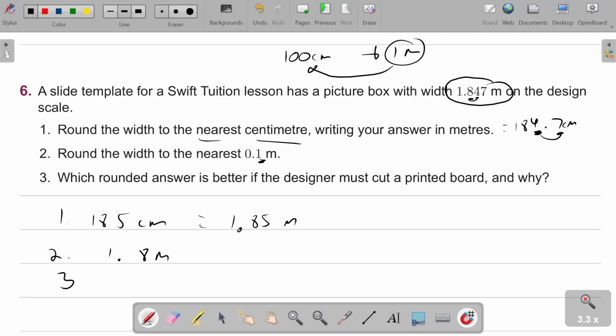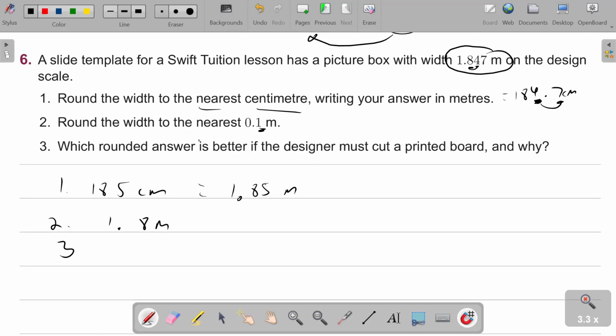Okay, and then the final question is going to say, which rounded answer is better if the designer must cut a printed board? This is just about your interpretation of this particular thing. If the designer is supposed to cut a printed board, the nearest centimeter is better because it loses less information, right? You want to be as specific as possible. Swift obviously needs a board of a certain size, and you don't want to give him less than he needs, right? Imagine he needs 1.847, but you only give him 1.8. Where's my 0.047? I don't have the whole part I need. So it's better to give me what I need, or even a little bit above that.